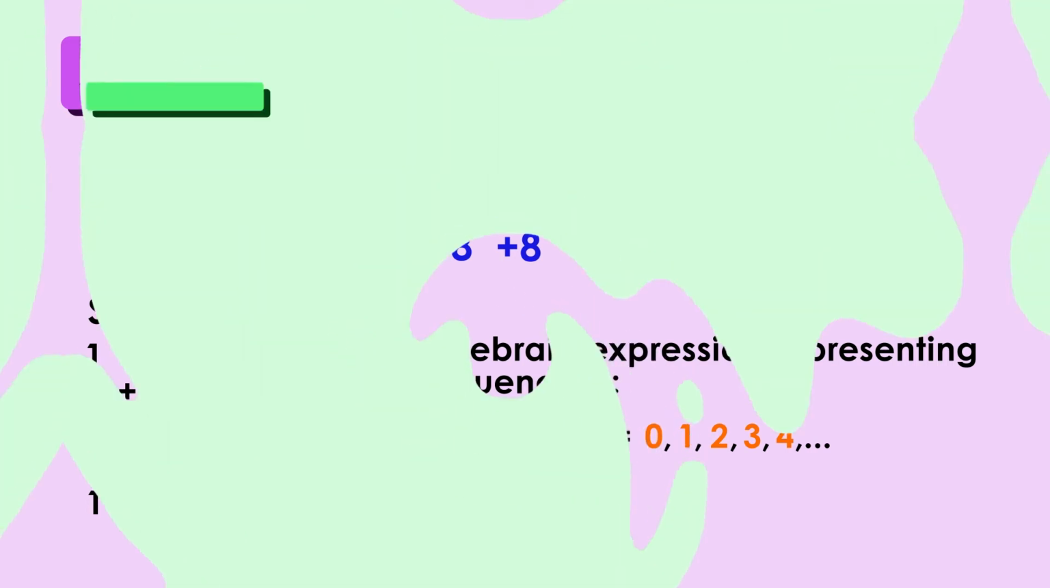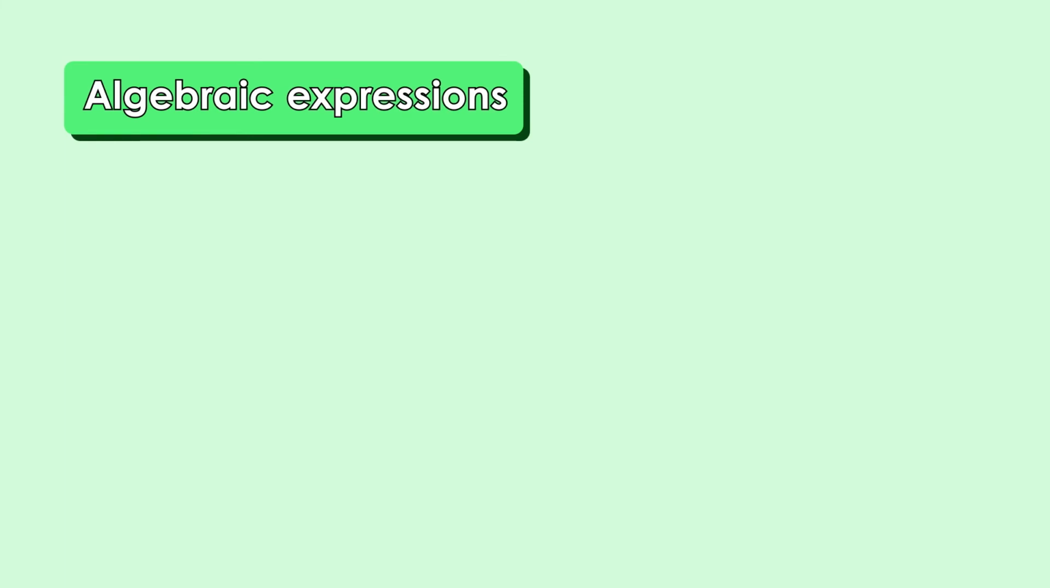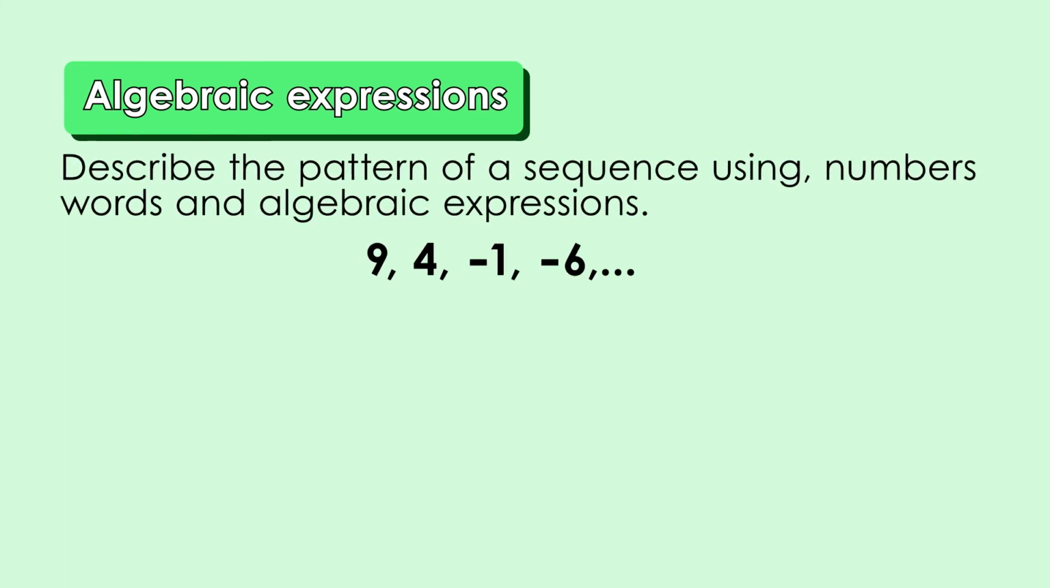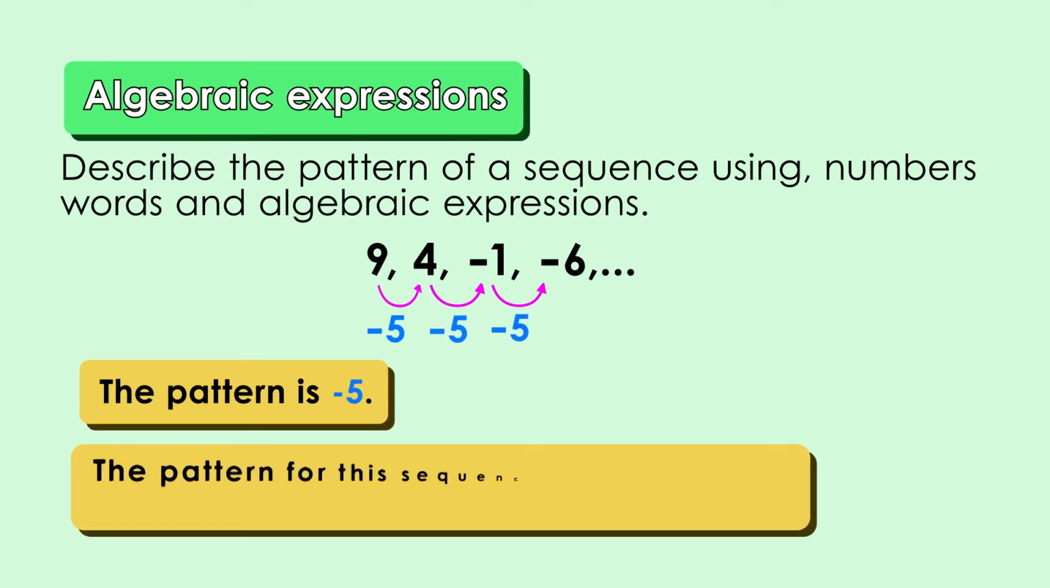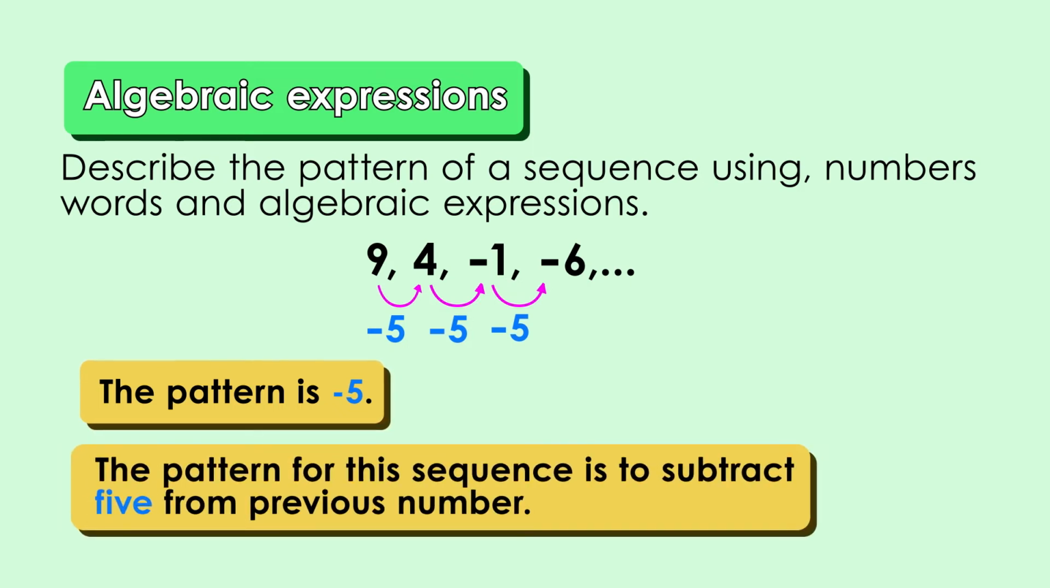Boys and girls, let us try one more question together. Now, we are going to describe the pattern of a sequence using numbers, words, and algebraic expressions. Boys and girls, you notice that the numbers are decreasing. Yes, by using numbers, the pattern is -5. How about the pattern using words? The pattern for this sequence is to subtract 5 from the previous number.